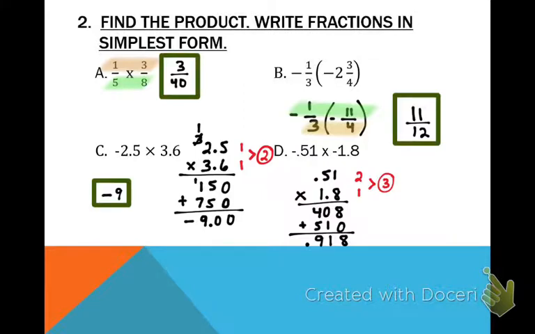So I'm going to write it off to the side. 0.918. Guys, is that a terminating or a repeating decimal? It was terminating because it ended. And if we were to read this the proper way, it would be 918 thousandths. Very good job.